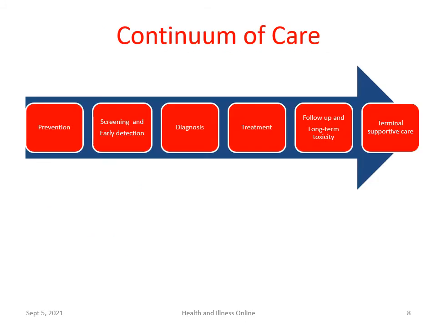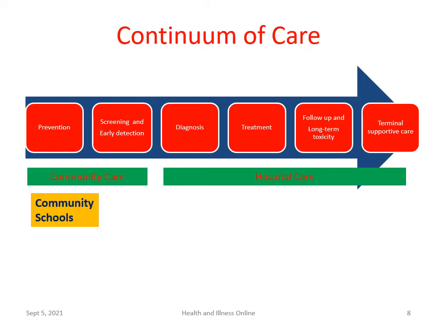Slide number 8 actually shows that most of the diseases, in fact not all but many of the diseases, follow a pattern or a full spectrum, which starts from prevention, early detection through screening, then diagnosis, treatment, and follow-up, and then either the person is cured or goes into terminal supportive care.